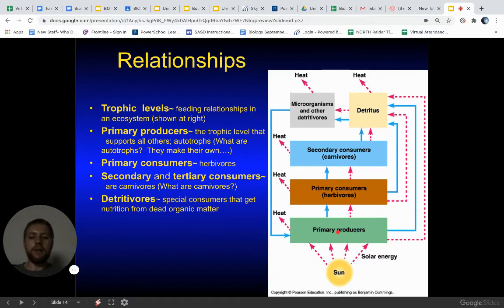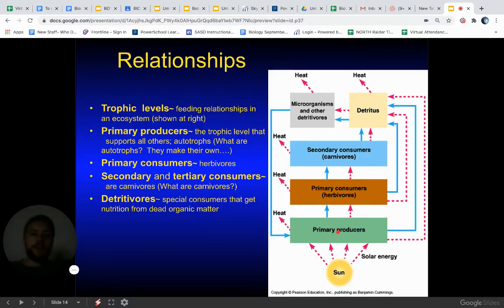I saw a bunch of deer today grazing at Maywood. So they were eating the grass. The grass was the producer. The deer was the herbivore, or the primary consumer. And notice how the primary producers support all other above categories. They make their own food, allowing everything above them on that food chain or that energy pyramid to eat. So they're the base of that pyramid. They are the support system.